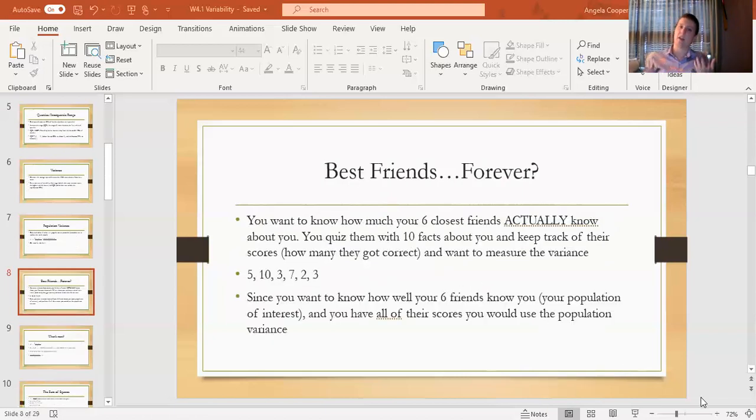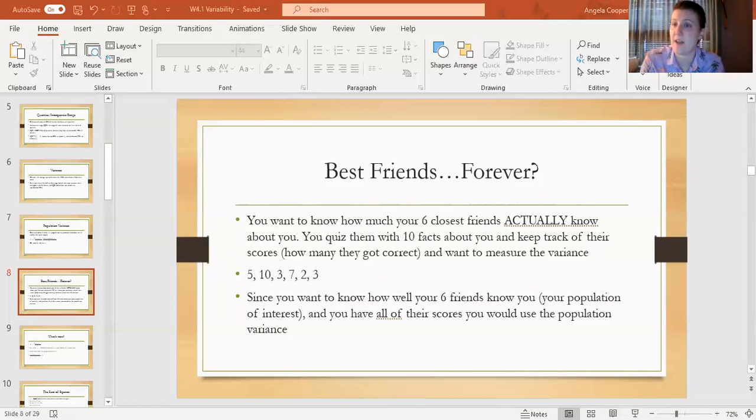So let's say that you want to see how much your 6 closest friends actually know you. You're only concerned with your 6 closest friends. Maybe that's all the closest friends you have. Honestly, I think that's a lot of close friends. But anyway, you only want to know how these 6 people scored. You're not trying to generalize them to every person you know, or every person in the world. Your only population of interest are these 6 people. It's not saying I want to generalize it to all my friends. Nope, it's just these 6 people.